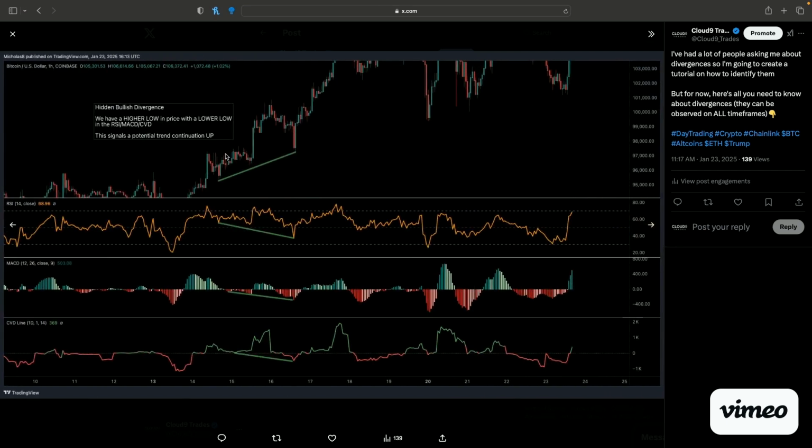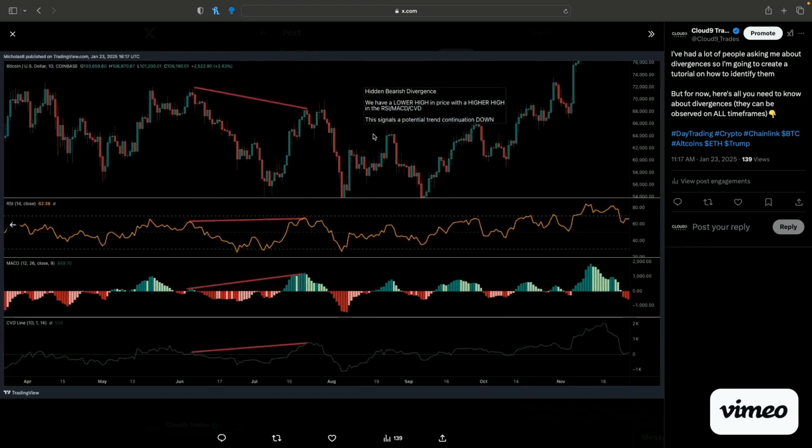Next, we have a hidden bullish divergence. This is where we have a higher low in price with a lower low on the oscillators. And what this means is that selling pressure is actually greater at this higher low, but we're still holding price above the initial low before. That is bullish and signals a potential trend continuation up.